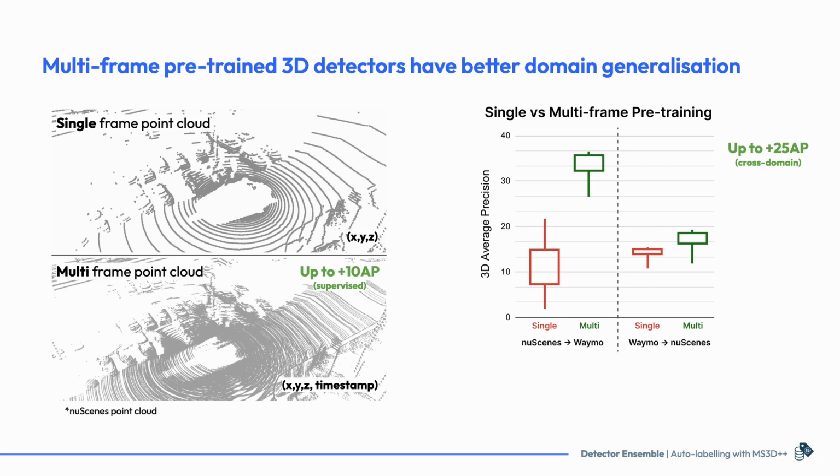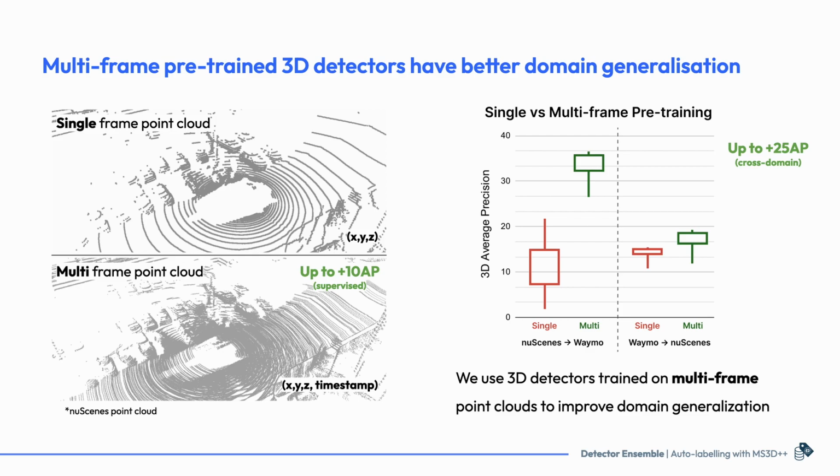The reason for this is that when you accumulate frames in nuScenes, you actually have vehicles that look quite similar to what a vehicle may look like in the Waymo 64 beam LiDAR. And we also find that, interestingly, it works the other way as well. If you accumulate frames in Waymo, even though it's super dense compared to accumulating frames in nuScenes, it also helps to identify objects slightly better in the sparse nuScenes LiDARs. So, based on this finding, we use 3D detectors that are trained on multi-frame point clouds to improve the domain generalization to different types of LiDARs.